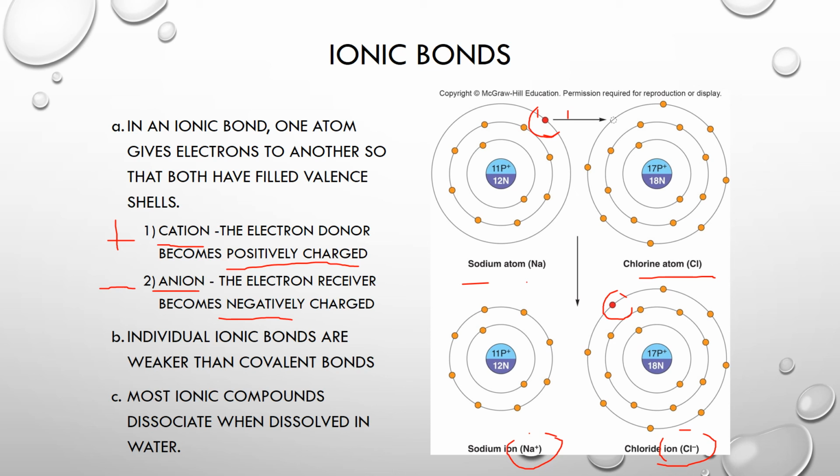Another example of this would be with water. The negative side of water will be attracted to the cation, and the positive side of water will be attracted to the negative ion. This is a strong attraction that pulls the ions apart, and water molecules then surround the ions to form hydration spheres, where these free ions are critical in many physiological processes. Individual ionic bonds tend to be weaker than covalent bonds, and most ionic compounds will easily dissociate in water.